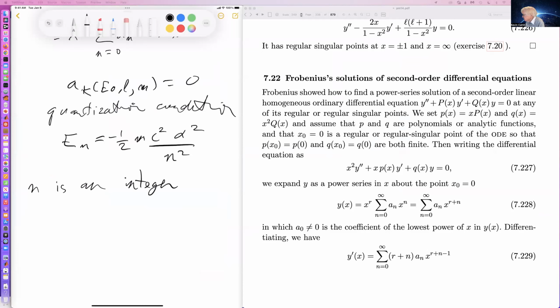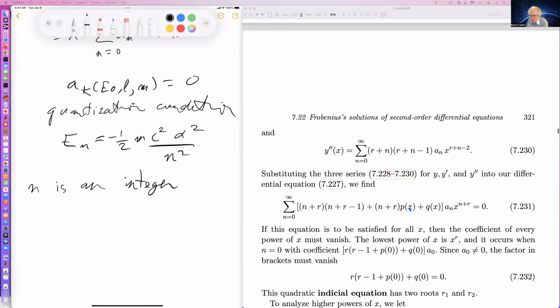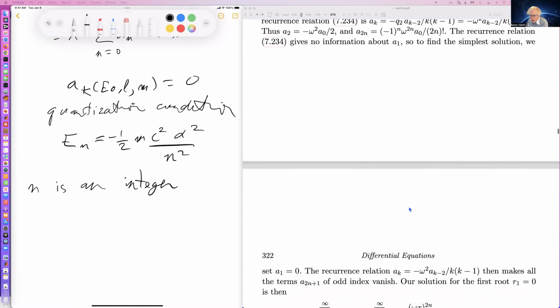Oh, there's the chat session. I don't see any questions in the chat session. So that's how the Frobenius method works.